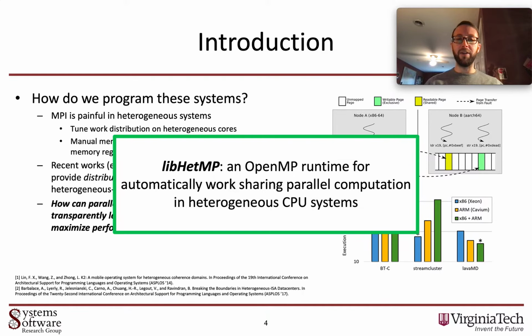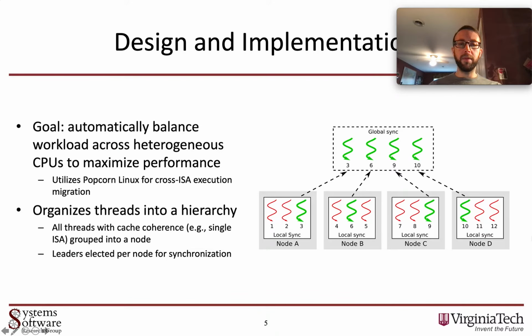The answer is our new runtime libhetmp, which uses OpenMP to automatically work-share parallel computation across heterogeneous ISA CPUs. Let's talk about the design and implementation of libhetmp. libhetmp is designed to allow users to very easily leverage the computing resources of heterogeneous ISA CPUs. Additionally, the main goal is to automatically balance workloads across these heterogeneous processing elements in order to maximize the performance for parallel applications. And it uses Popcorn Linux under the hood to support that cross-ISA execution.